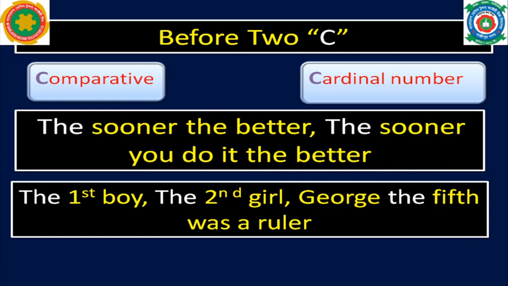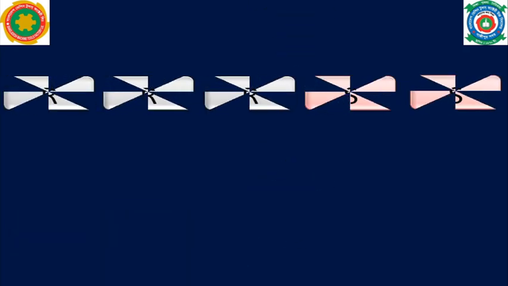So what is a cardinal number? First, second, third, fourth, fifth, sixth, and it continues, right? So before an ordinal number, you have to use the. The first boy, the second girl, George the fifth was a ruler, right? It's as simple as that. This is the letter to remind you.